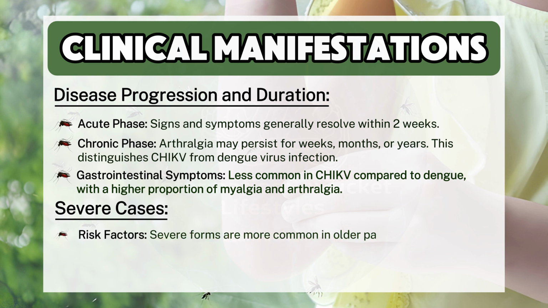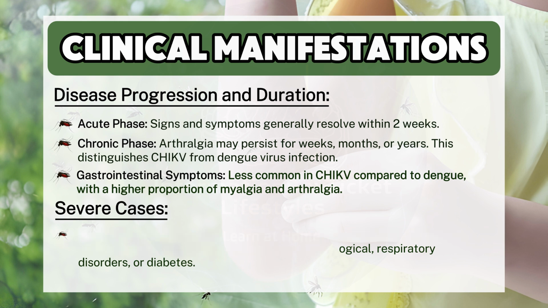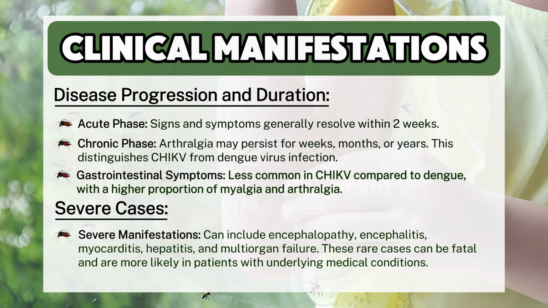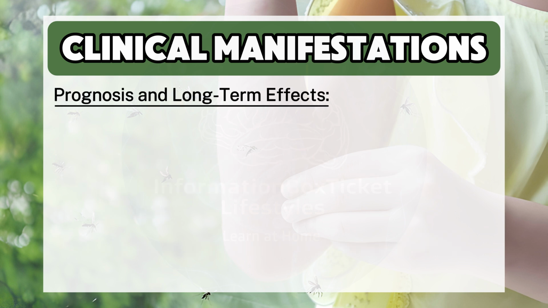Severe cases. Risk factors. Severe forms are more common in older patients and those with comorbidities such as cardiovascular, neurological, respiratory disorders, or diabetes. Severe manifestations can include encephalopathy, encephalitis, myocarditis, hepatitis, and multi-organ failure. These rare cases can be fatal and are more likely in patients with underlying medical conditions. Neonatal risk. Neonates born to viremic mothers can have a high infection rate, up to 50%, leading to severe disease and neurological complications.